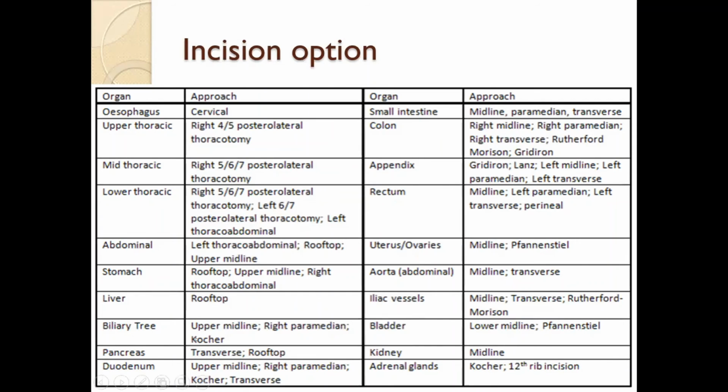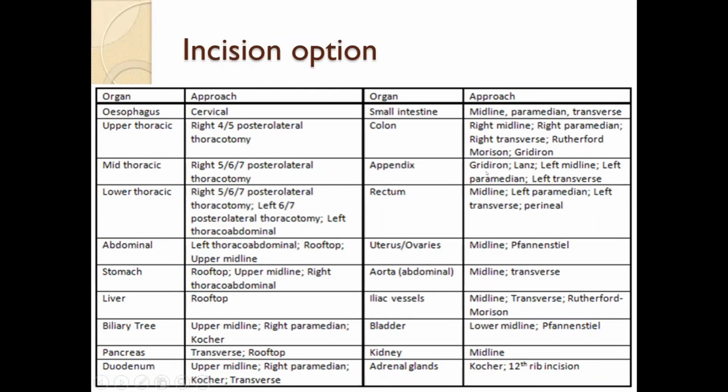So for the biliary tree, Kocher's is the best incision, as you know. Pancreas, still rooftop. Some people use the transverse. Duodenum, Kocher's is the name used when you dissect or mobilize the duodenum. So the Kocher procedure is when you mobilize it. So Kocher's incision can be used. Some people call it the right subcostal incision.